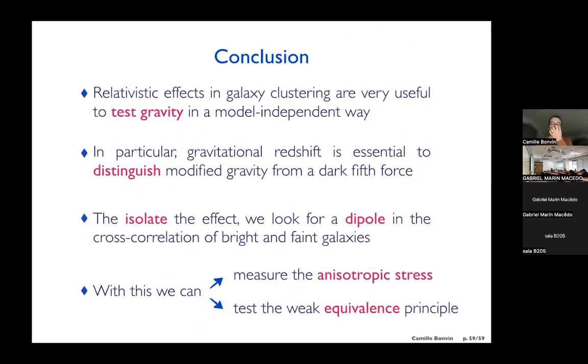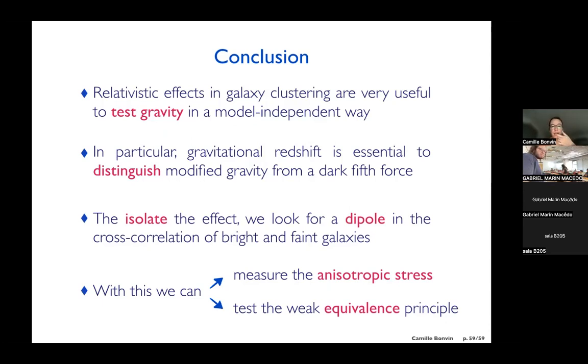Okay, so let me conclude by briefly summarizing what I've said in this talk. I hope I convinced you that relativistic effects in galaxy clustering are very useful to test gravity in a model-independent way, and in particular, gravitational redshift, which is one of the relativistic effects, the distortion of time, is essential if we want to distinguish modified gravity from a dark fifth force.